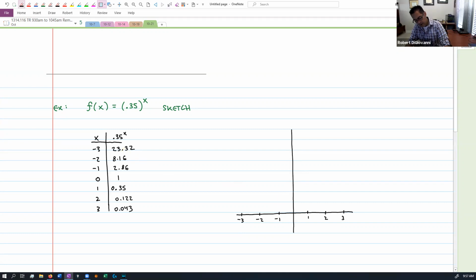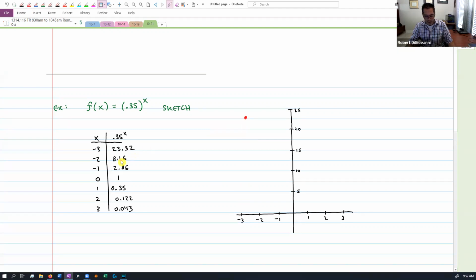I'm going to count by five, so I'm going to say 5, 10, 15, 20, 25. It doesn't matter, okay? As long as your axis is labeled so I can tell what you're counting by, we're good. So this first point, -3, 23.32, that's to the left 3, go up 23. So I don't know, somewhere around in here.